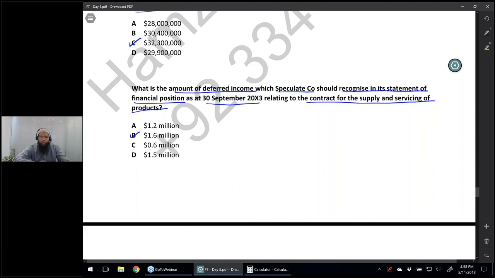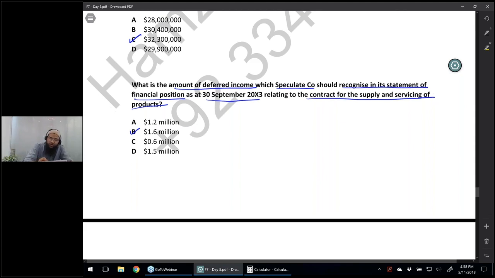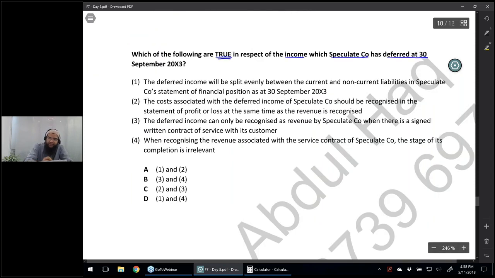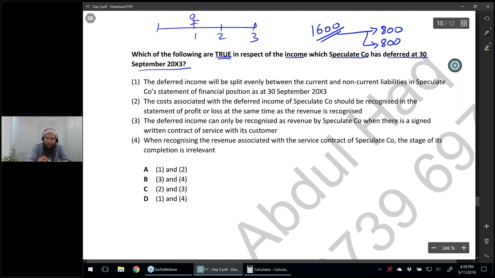So let's look at one more question. Which of the following are true in respect of the income which Speculate Company has deferred at 30th September 2023? We had deferred 1600, out of which 800 relates to the next year and 800 relates to year 3. Total there were 3 years, and we were standing at the end of year 1. So 800 relates to this year and 800 relates to this year.